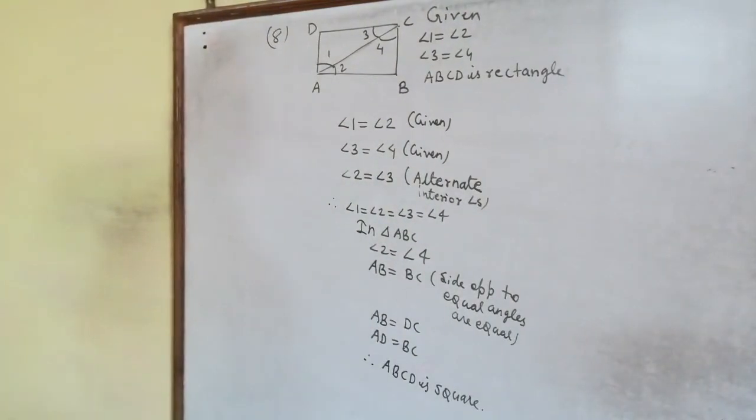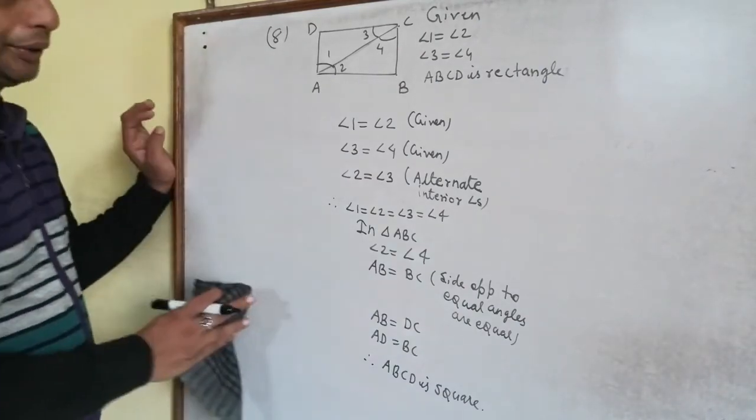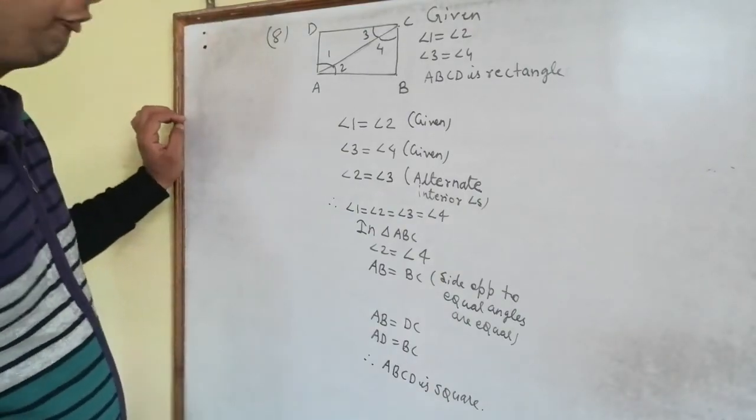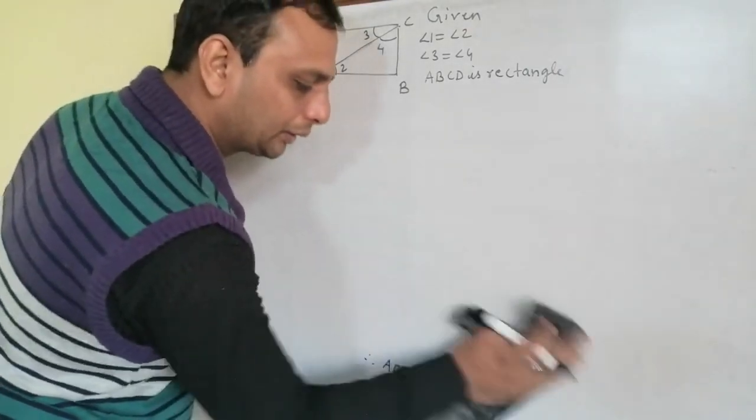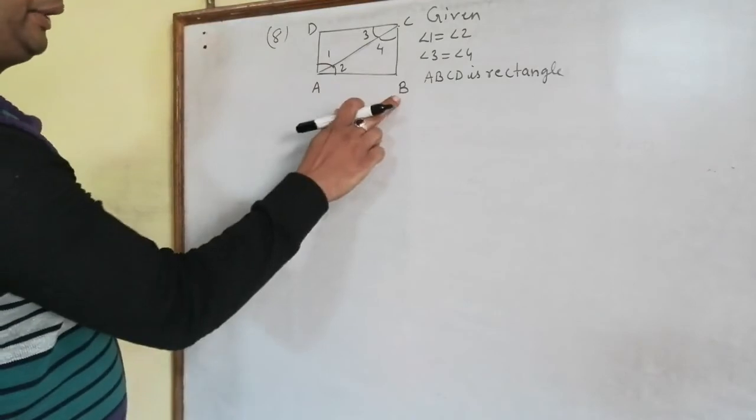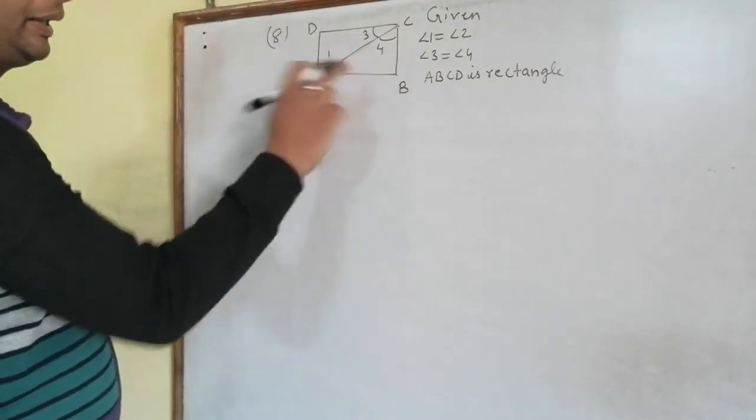So this completes the first part of the question. Now it is asked to prove that the diagonal bisects angles B and D. We have to prove the diagonal bisects B and D. So like the last question we will do. So this completes the question solution. Now we proved that ABCD is a square. So this completes the first part of the solution. Now the second part says that we have to prove that BD, that is the diagonal, is bisecting B and D.